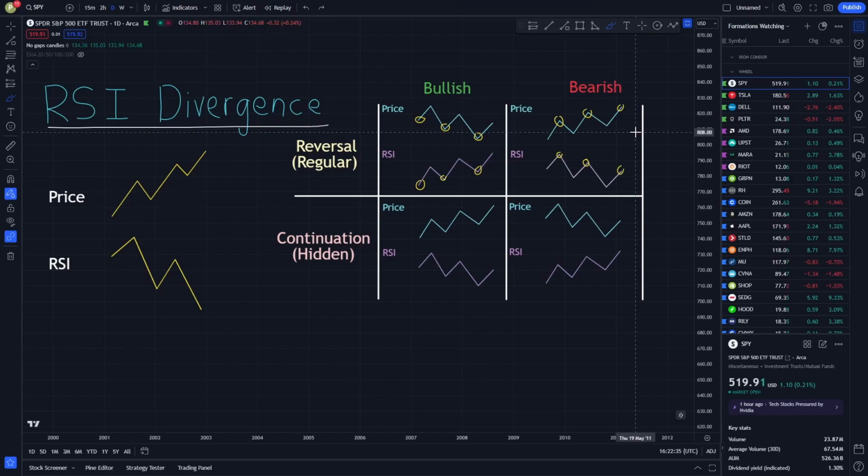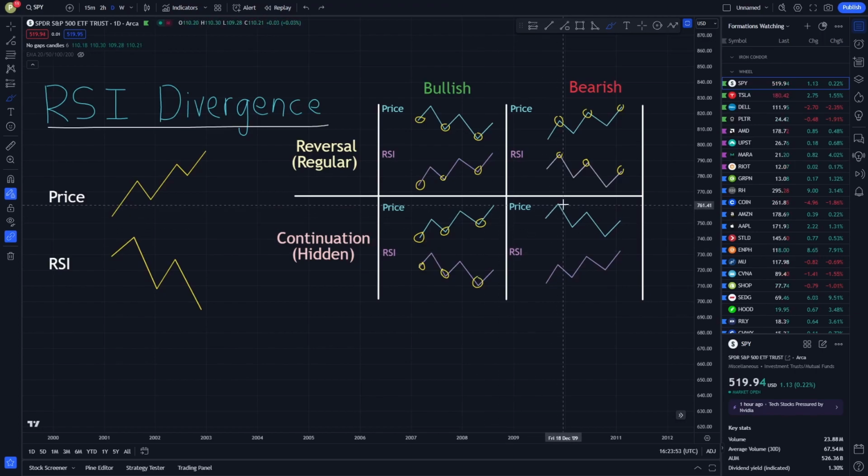A bullish continuation divergence occurs when the price is making higher lows while the RSI is making lower lows. This means that this upward trend that the asset is on may continue because RSI is decreasing and it's getting further away from the overbought region while the price is increasing, meaning that both the price and RSI have room to run before reaching the overbought region.